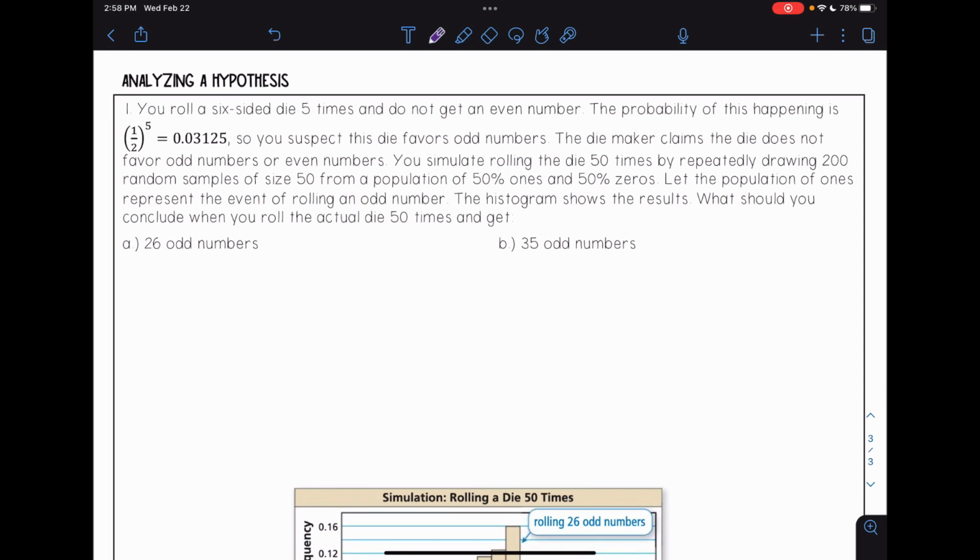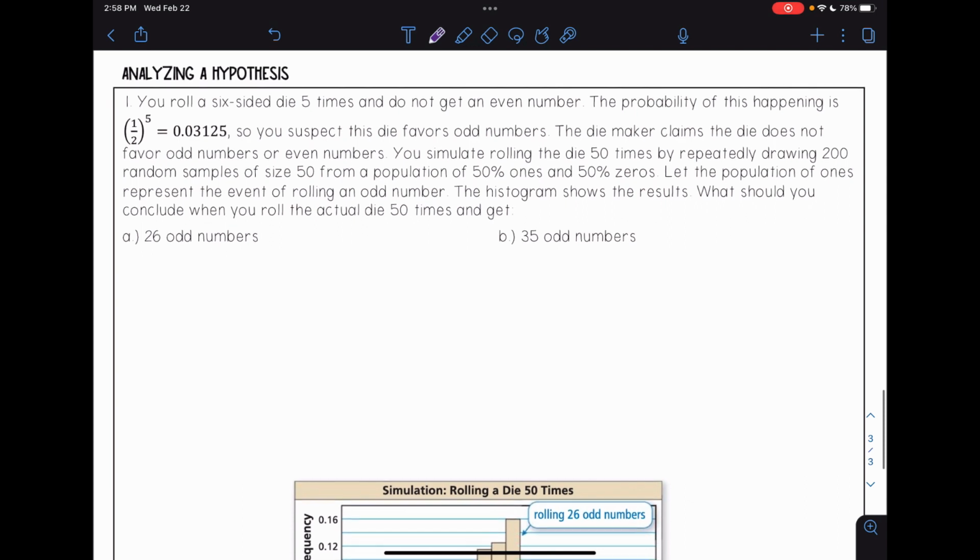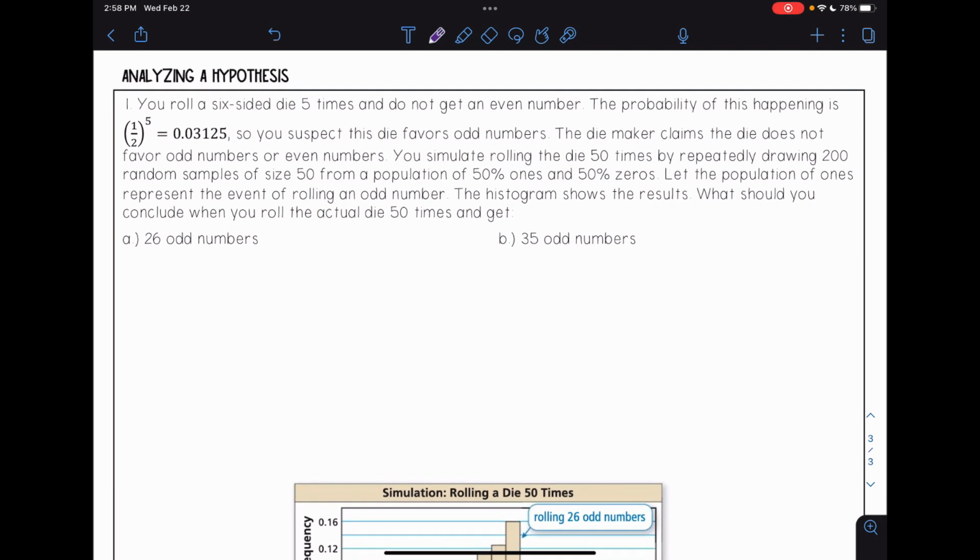So number 1 says you roll a 6-sided die 5 times and do not get an even number. The probability of this happening is 1/2 to the 5th power, and this is about 3%. So you suspect this die favors odd numbers. The die maker claims the die does not favor odd numbers or even numbers. So that is the hypothesis of the die maker claiming that the die does not favor either.